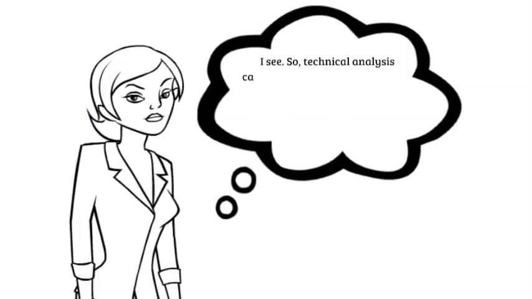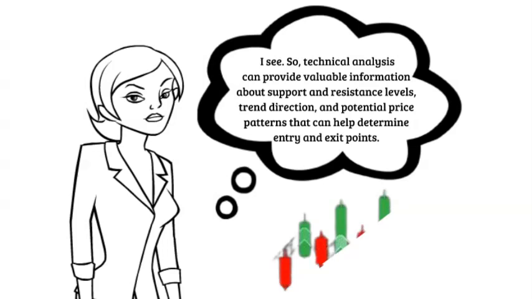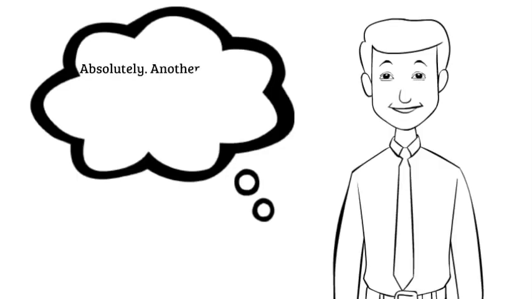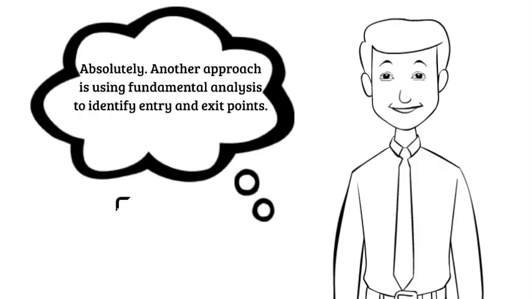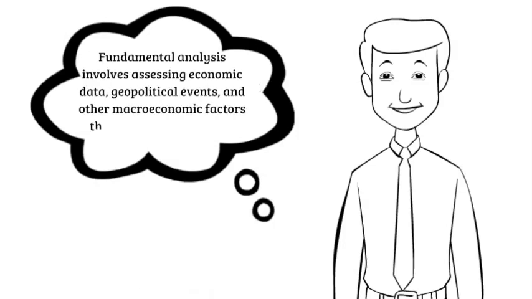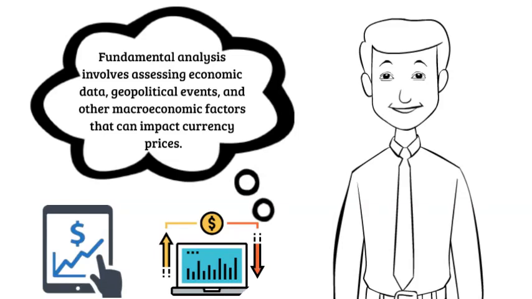I see. So, technical analysis can provide valuable information about support and resistance levels, trend direction, and potential price patterns that can help determine entry and exit points. Are there any other methods traders use? Absolutely. Another approach is using fundamental analysis to identify entry and exit points. Fundamental analysis involves assessing economic data, geopolitical events, and other macroeconomic factors that can impact currency prices.